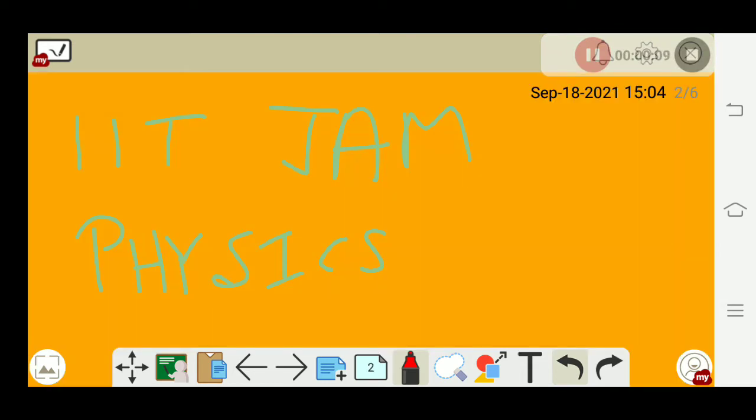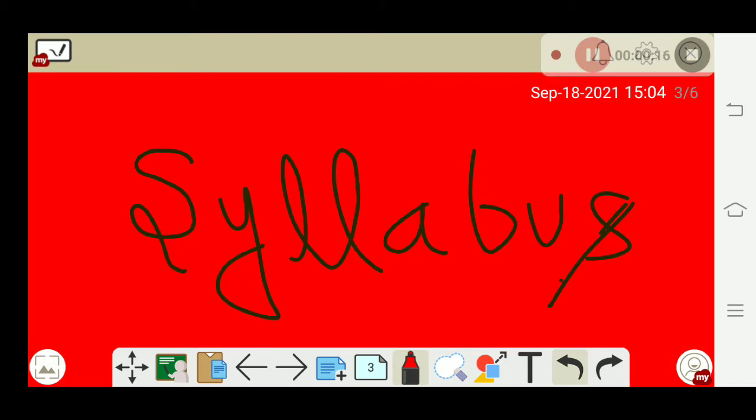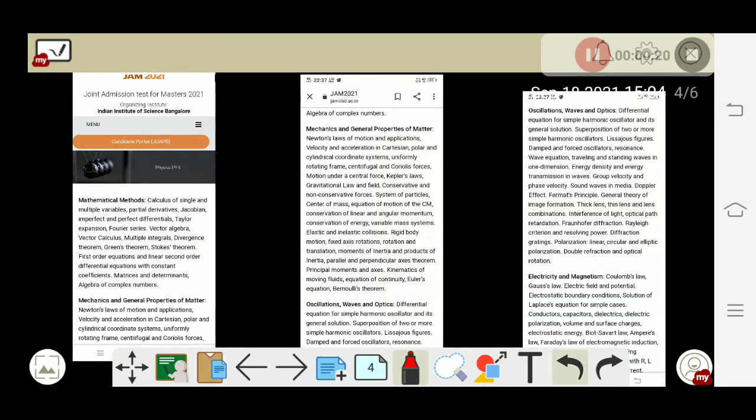So, my objective is to discuss the syllabus of IIT JAM Physics. So, let's discuss the syllabus today. Our syllabus is like this. We have mainly seven portions.